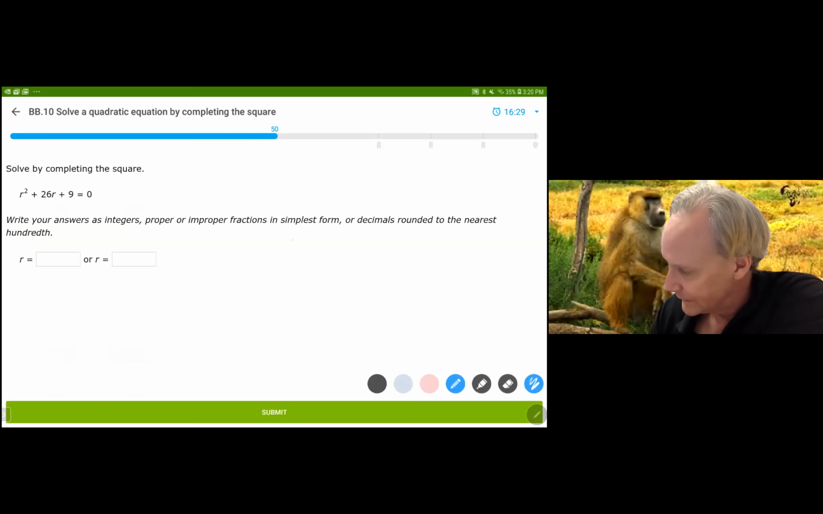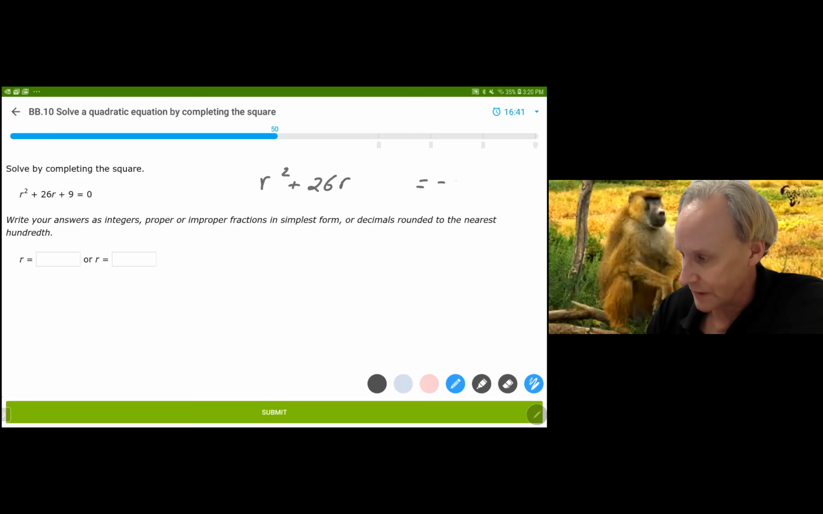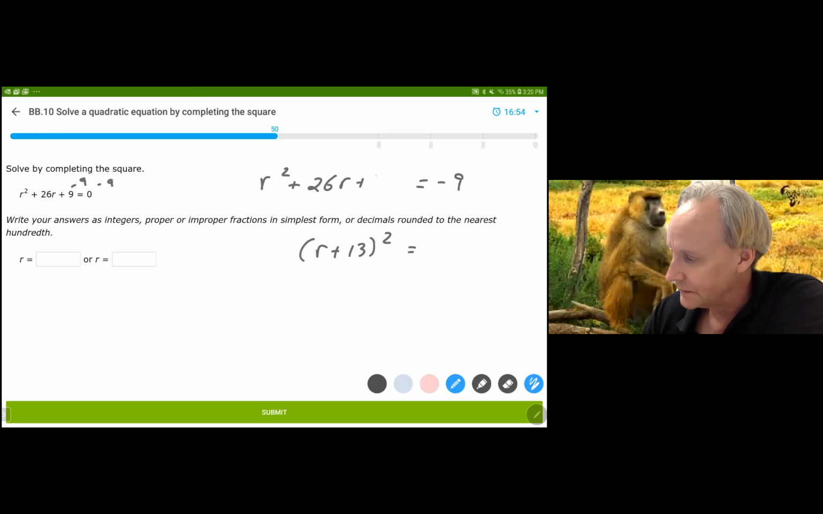So we have an r squared. No, I'm just going to leave it. If I'm that dumb, I deserve to get it wrong. 26r is equal to -9. I'm going to subtract the 9 from both sides. I need 169 to make my perfect square because I'm talking about r plus 13 squared. And I am going to add 169 to both sides, which gives me 160. And I'm going to take the square root.